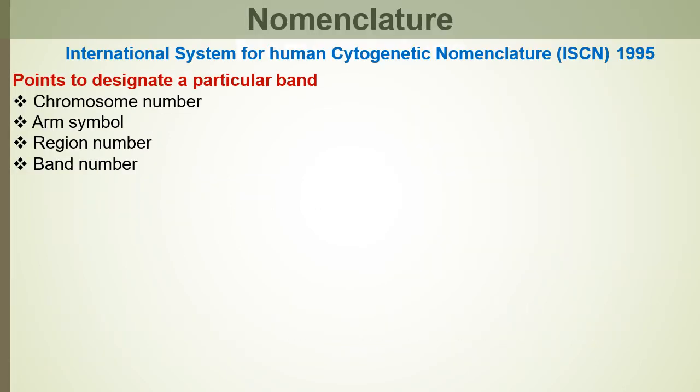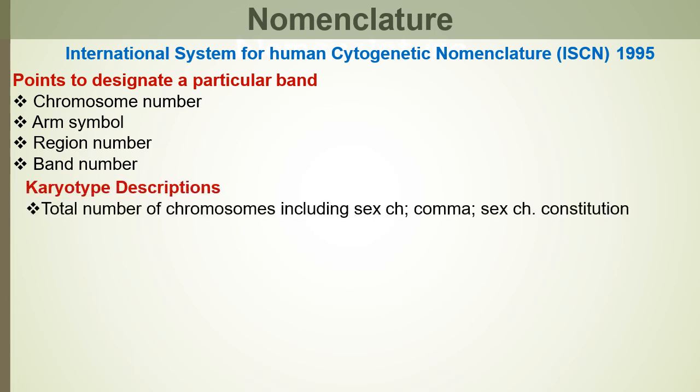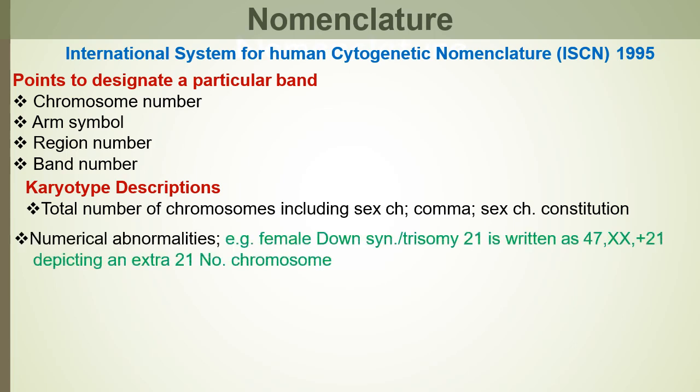Now, the rules of nomenclature. As per the International System for Human Cytogenetic Nomenclature, ISCN 1995, the main points to designate a particular band are the chromosome number, arm symbol, region number, and band number. To describe a karyotype, the total number of chromosomes including sex chromosomes is written, comma, then the sex chromosome constitution.